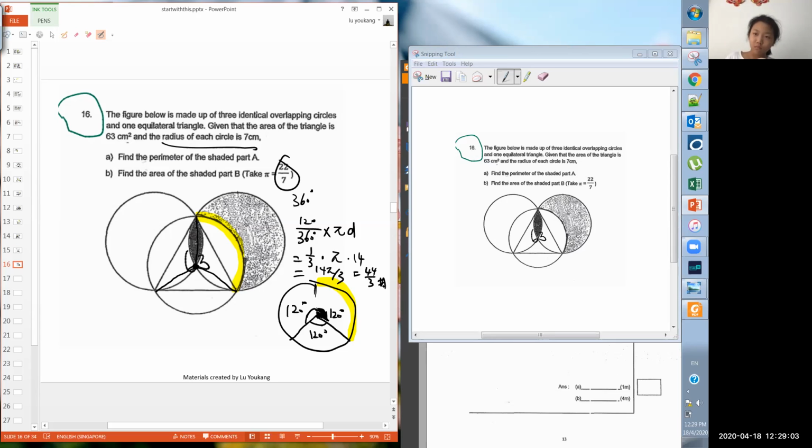Okay, I leave the answer as 44 divided by 3 first. Okay, then how do you find this? How do you find this?